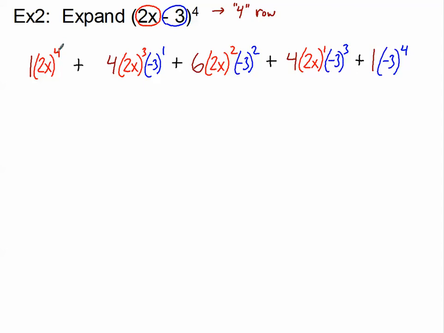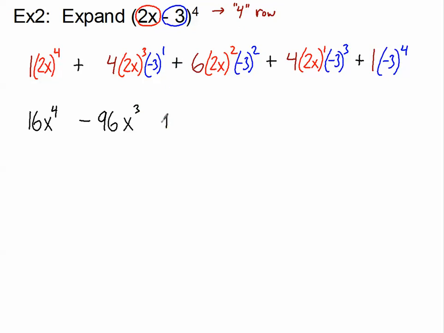The exponent comes first, so I have to do 2 to the 4th power and x to the 4th power. So 2 to the 4th power is 16, and x to the 4th power, of course, is x to the 4th power. My next term has 2 cubed, x cubed, and -3 to the 1st. Because it's an odd power with that negative, I know that I'm going to have a negative term. 2 cubed is 8. -3, of course, is just -3. 4 times 8 times -3 is -96 x cubed.